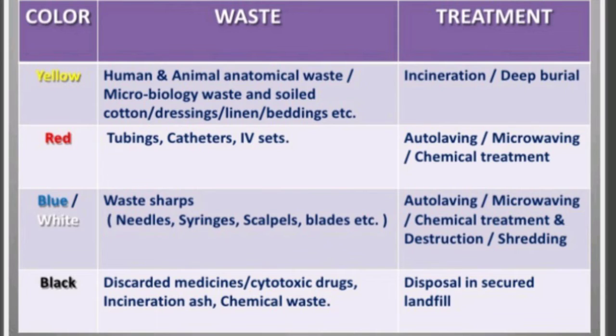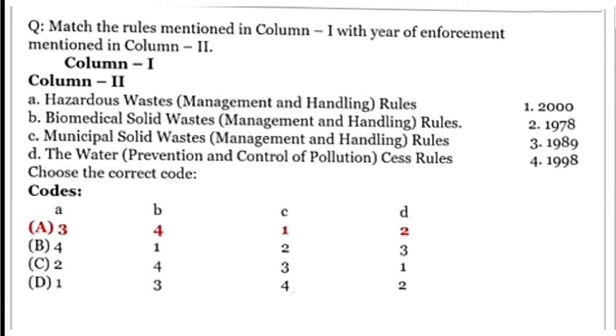One more important characteristic is shredding. So these sharp objects should be shredded into smaller particles. Next is the black color waste bin. In this kind of waste bin, discarded medicines, cytotoxic drugs, incineration ash and chemical waste are disposed. Their treatment method is that they are securely disposed in the landfill. So once again you should look into this table so that you will remember for the entrance exam. Yellow for anatomical waste, red for tubing, catheters and IV sets, blue and white for sharp material and black for medicines.